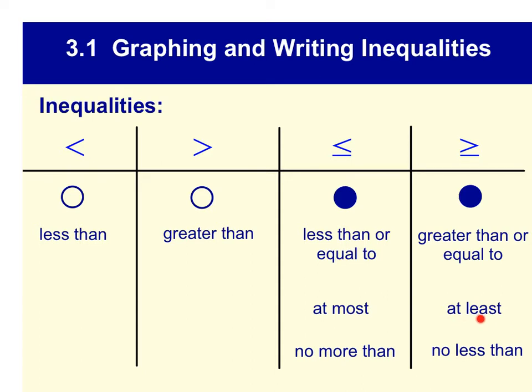Over here, at least, that's saying it's the least that something could be. It can't be any smaller, so that falls under a greater than or equal to. And then no less than, with that word no in front, means that we cannot be less than something. So that's why that is a greater than or equal to also. So look out for those four. Those are the trickiest ones. I think the other ones are pretty straightforward.